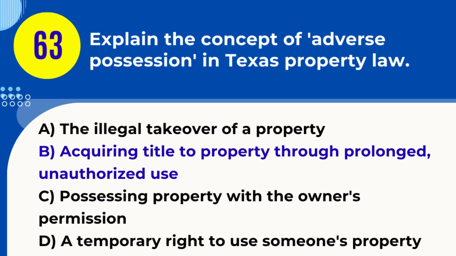Answer. B. Acquiring title to property through prolonged unauthorized use. Explanation. Adverse possession in Texas allows an individual to acquire legal title to a piece of property by using it openly, continuously, and without the owner's permission for a legally specified period. This concept is sometimes referred to as squatters' rights.